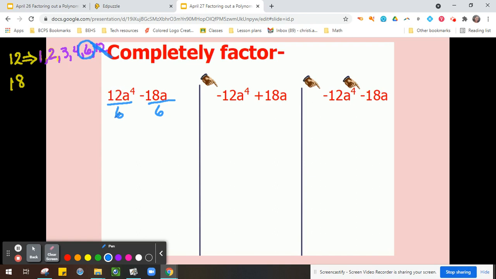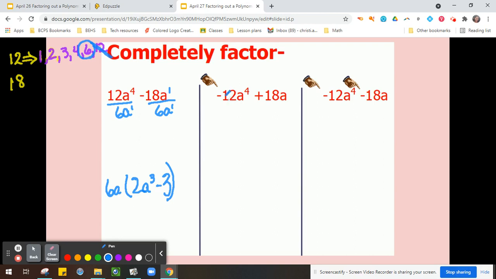This is a positive 12, so I can just divide by 6. And then they both have at least one A. This one has 4 A's, this one has 1 A, so they both have at least one A in them. So the 6A is going to be at the front of my parentheses, the first factor. And then I'm going to do my division. 12 divided by 6 is 2. 4 minus 1 exponent gives me a to the third power. Negative 18 divided by 6 is negative 3. And a to the 1 minus 1 is 0. So there are no a's to go with my 3.